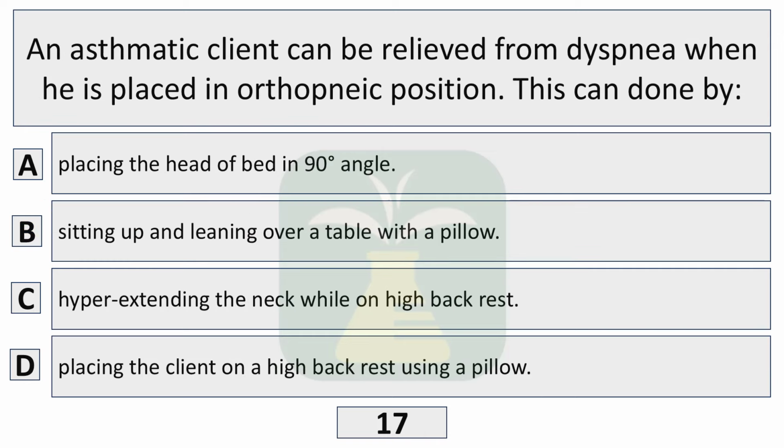An asthmatic client can be relieved from dyspnea when he is placed in orthopneic position. This can be done by: A. placing the head of the bed at a 90 degree angle, B. sitting up and leaning over a table with a pillow, C. hyperextending the neck while on a high back rest, D. placing the client on a high back rest using a pillow.